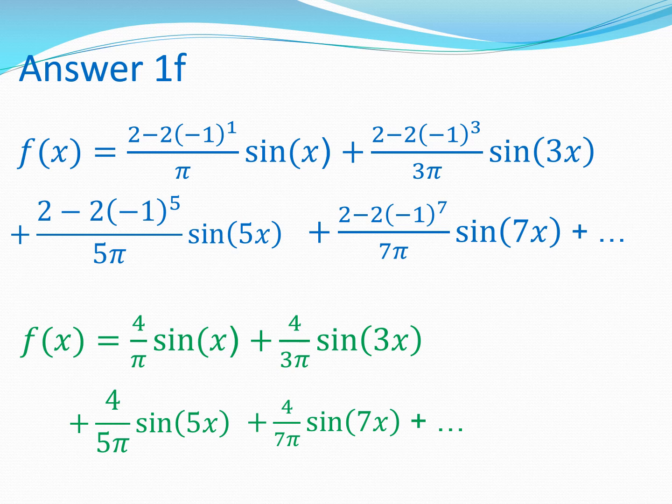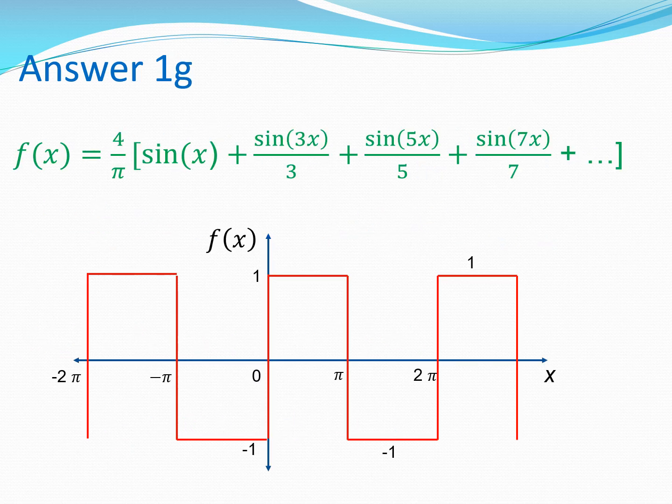But I could actually still simplify this further, because I could take 4 by pi out of this summation series. So let's do that. Let's take 4 by pi out, and so the series becomes f(x) is 4 by pi times sine x plus sine 3x by 3 plus sine 5x by 5 plus sine 7x by 7 plus sine 9x by 9, plus on and on it goes. So this is a series which never ends, so it goes on and on, my friends.